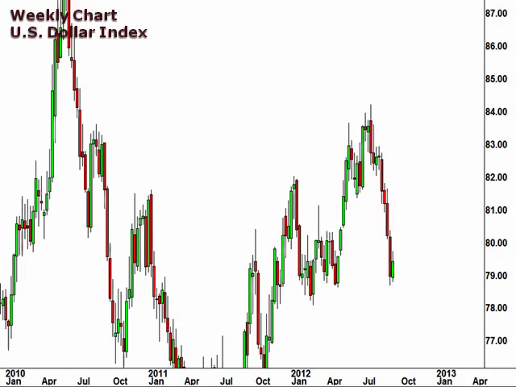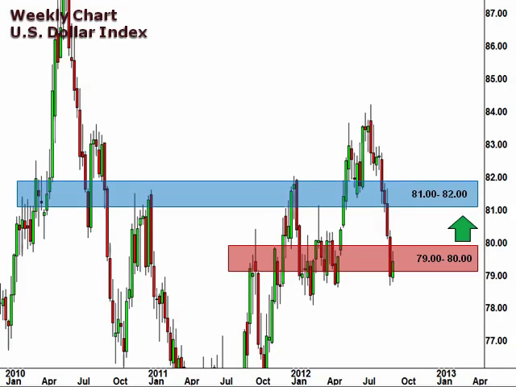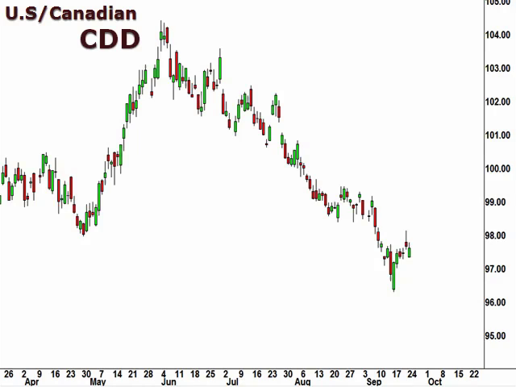Let's start off with a look at a weekly chart of the US dollar index. Well, the US dollar index held onto the 79 support last week, lending credibility to a retracement higher after such a substantial drop over the last several weeks. The daily chart reflects the short-term consolidation within the 79.80 zone. A break below 79 opens the window for a continuation lower, with 78 as the next support.